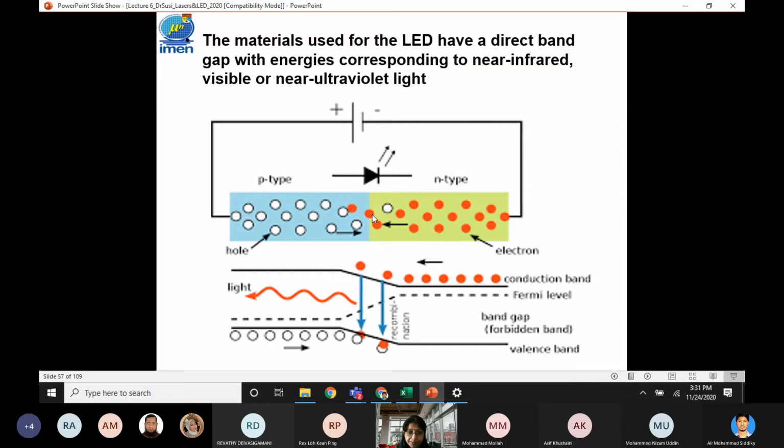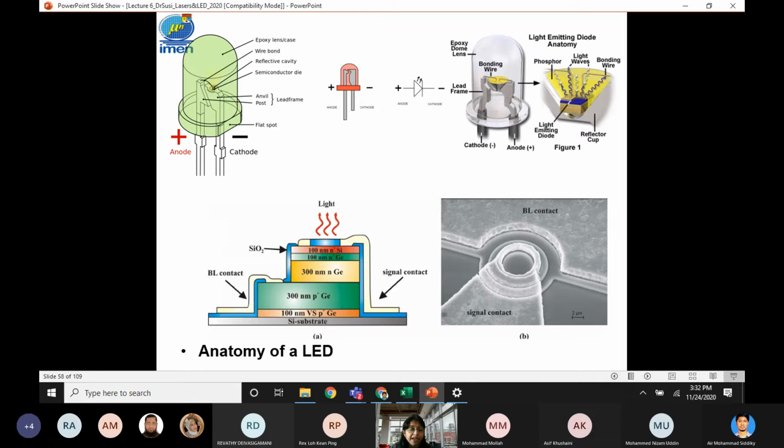Same here, you have a PN junction, and you can see when the electrons and holes recombine, light is emitted out. This shows the anatomy of an LED. The semiconductor resides over here, and you have an anode and also a cathode. If you notice, the anode leg is longer than the cathode leg. This is the way to differentiate the legs of an LED. You also have the bonding wire for the anode and the cathode, and the lead frames coming out, covered by an epoxy dome.